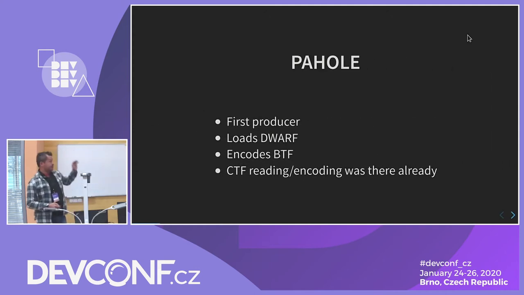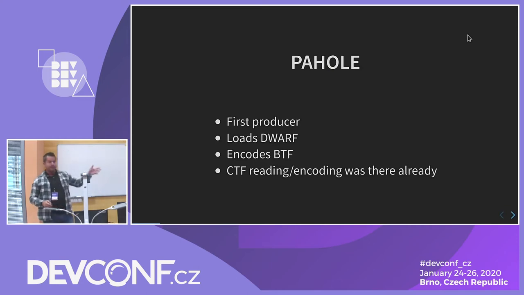Talking about the producers and consumers of BTF, the first one was pahole, which is a tool that the kernel community uses to find spaces that are left because of alignment in data structures, so that when adding new fields, you could use that space, and to see how the data structure is laid out in memory, in which cache line. I'm going to show some examples.